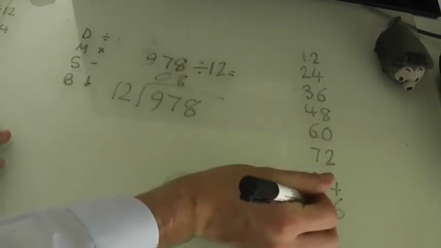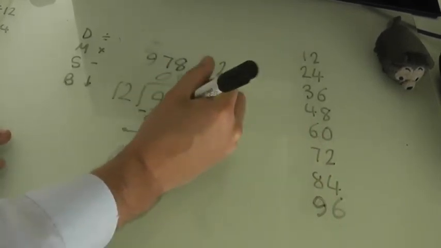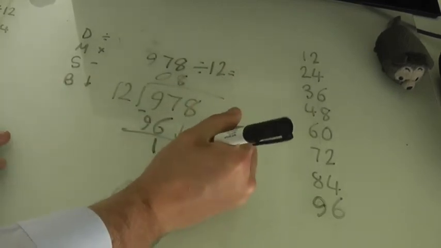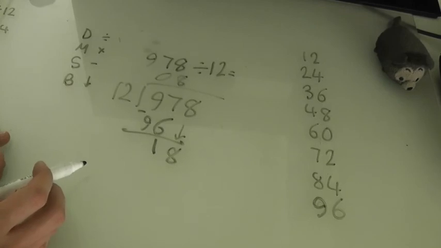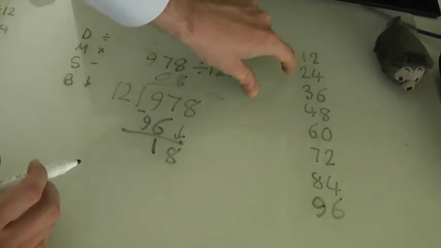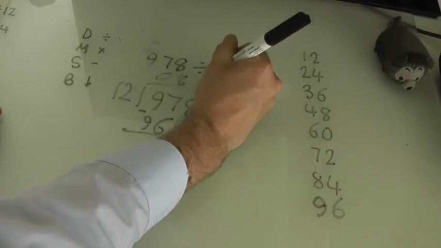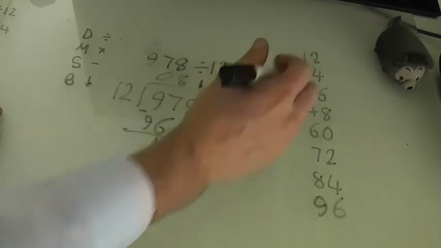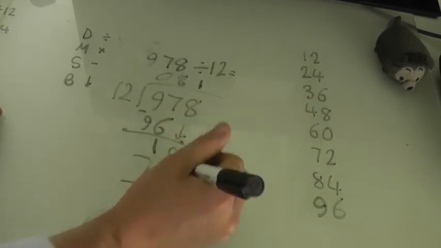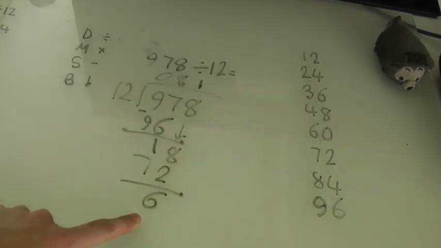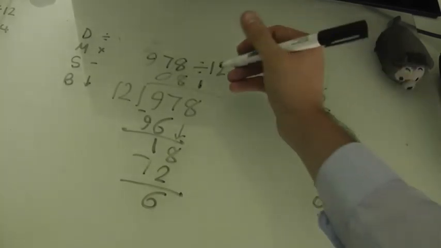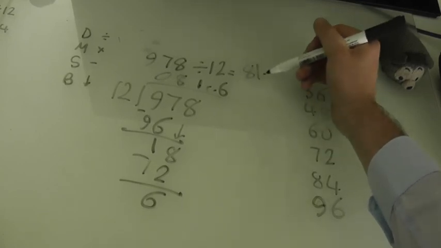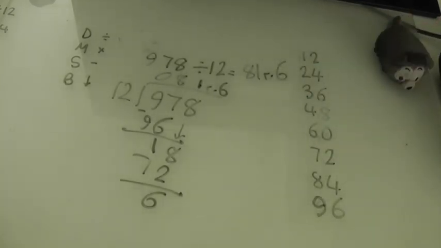So put our 8 there. Write our number underneath. Subtract. So that will take us to 1. We now need to bring it down. So we've got 18. Now how many 12s go into 18? 1. We can't go any higher because that's too big. So we put our 1 there. Look, everything is still lined up. So we've got our 1 there. We write our 12 underneath. Take it away. We've got 6 at the bottom instead of a 0. So what do we need to do? We write remainder 6. So your answer for that one is 81, remainder 6.